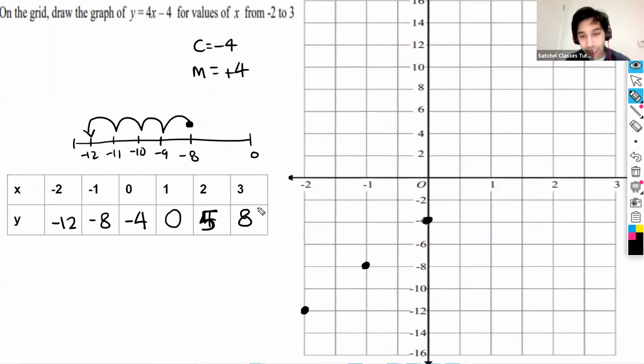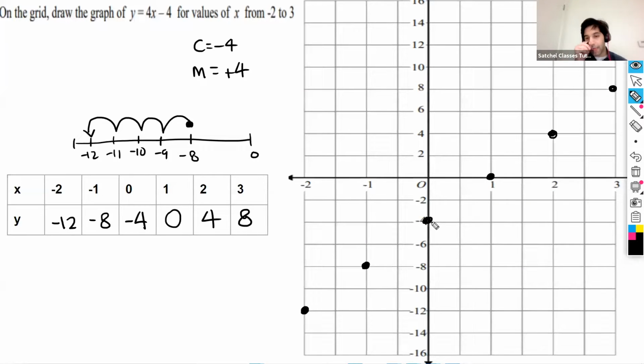My next coordinate is going to be 1, 0. So over here, the next coordinate is going to be 2, 4. So this was just an example of showing you the mistake. So this value should be 4. So 2, 4 is over here. And the next coordinate is going to be 3 and 8.